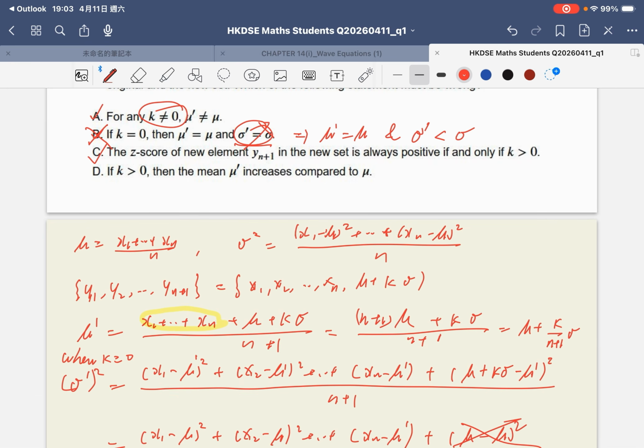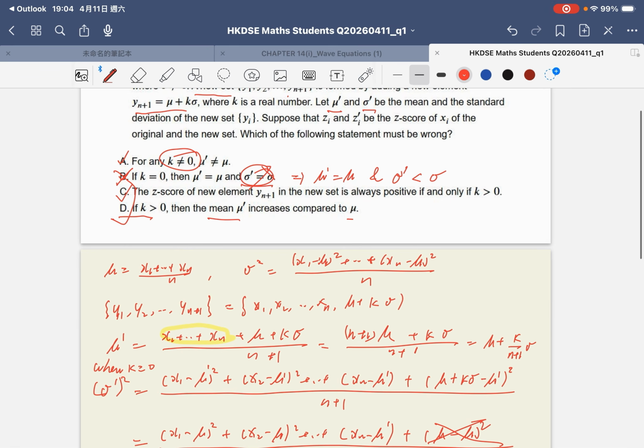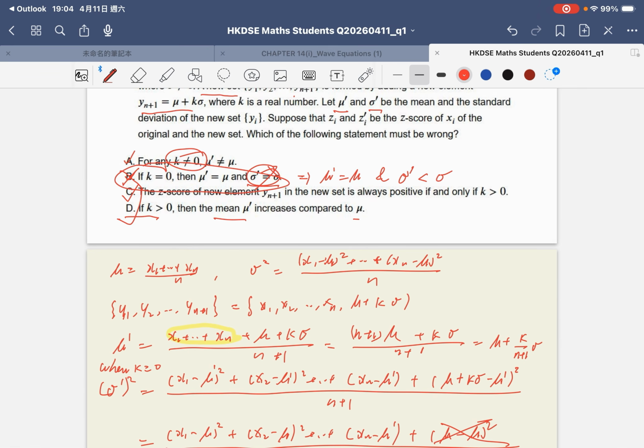Okay, let's look at the last option. For k greater than 0, the mean increases compared to mu. I think it is trivial, because for k positive, mu pi must be greater than mu because there is an extra term here. Therefore, this also must be true. So the answer here is B.